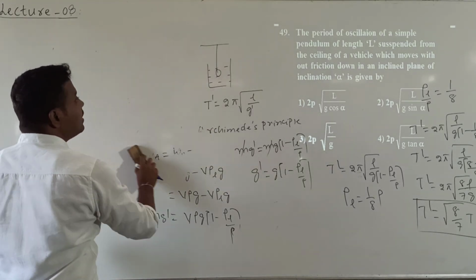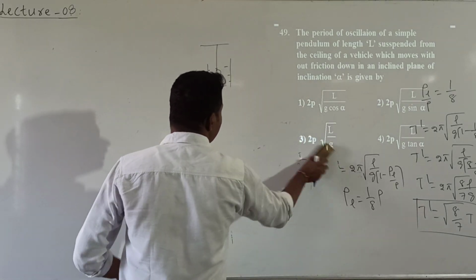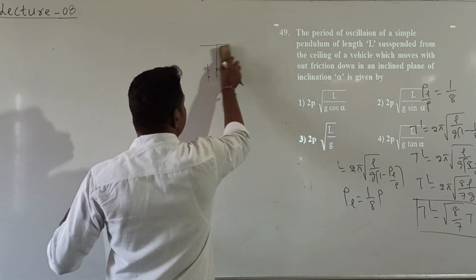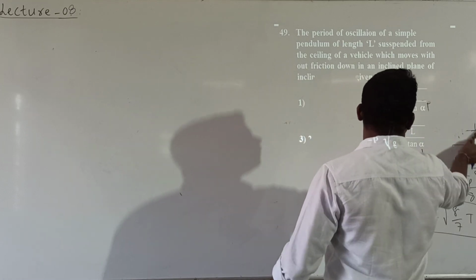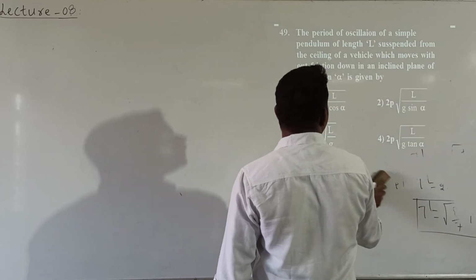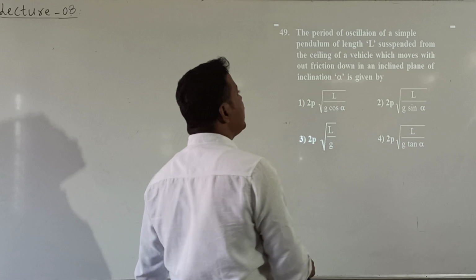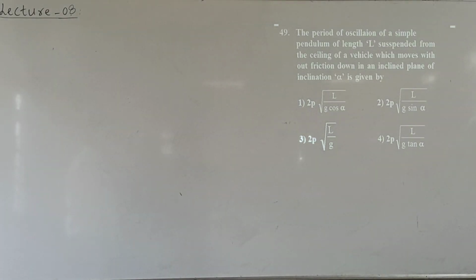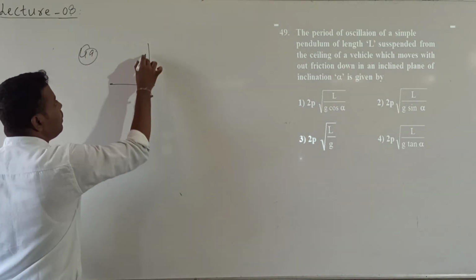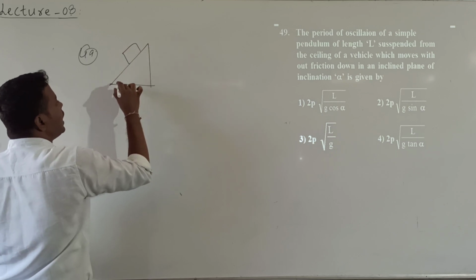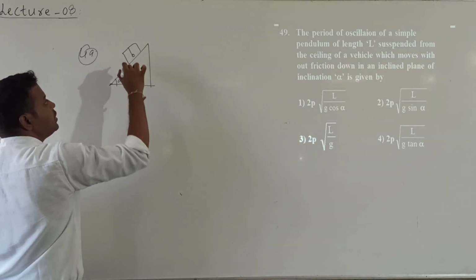This question also we discussed in the synopsis, in question number 49. Already there I derived it. The given question is: the time period of oscillation of a simple pendulum of length L suspended from the ceiling of a vehicle which moves without friction down an inclined plane of angle of inclination alpha. In this question 49, what have they given? An inclined plane was there. One vehicle is sliding down without any friction, with angle of inclination alpha, and a pendulum attached to a rope.